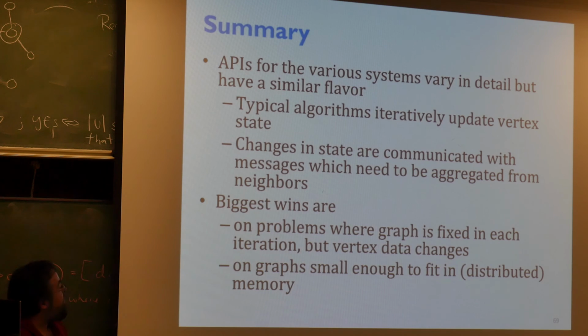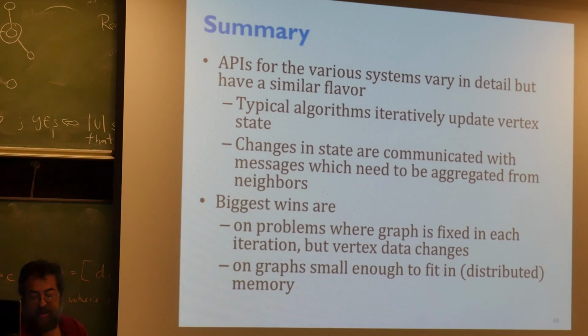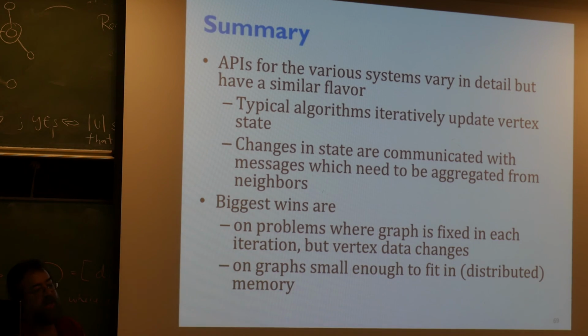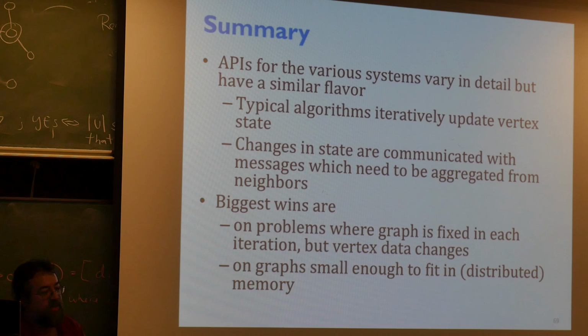For the graph-based systems, there's a lot of small differences in the API, okay, but they have a similar flavor. A typical algorithm will update the vertex state, and then changes in state are communicated by messages. That's the flavor of all of these things, and then the details of how they do it. Some of them do it a little bit more elegantly. Some of them do it a little bit less elegantly. Some of them have spent more time looking at different computational issues. But they're all doing the same sort of process.